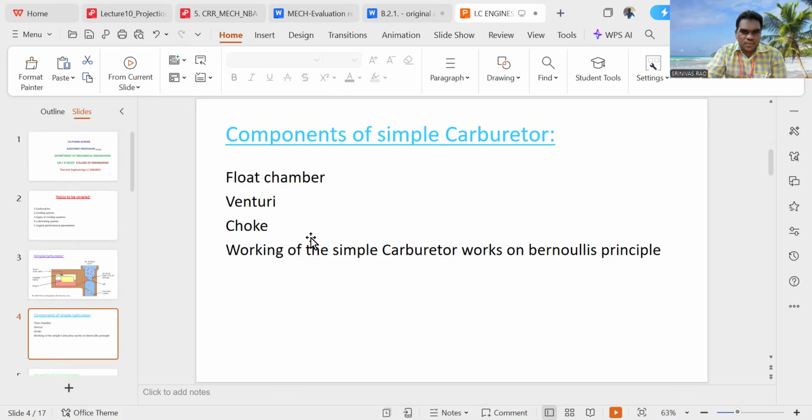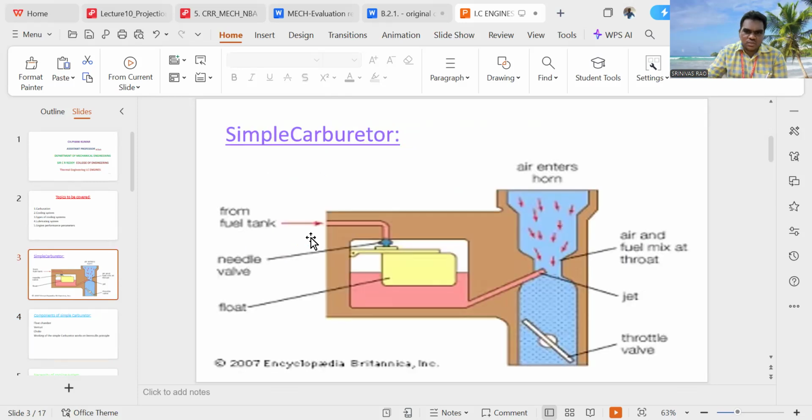Here you see these are the components. What are the different components we have in a simple carburetor? I already explained: float chamber, venturi, choke. Basically, the working of a simple carburetor is based on Bernoulli's principle. Here you see this is the venturi, where the pressure energy is converted into kinetic energy.